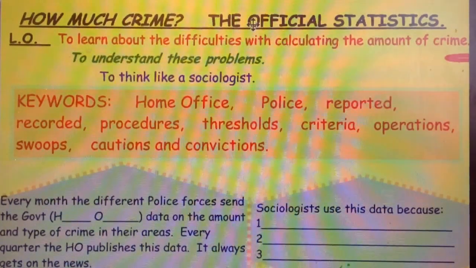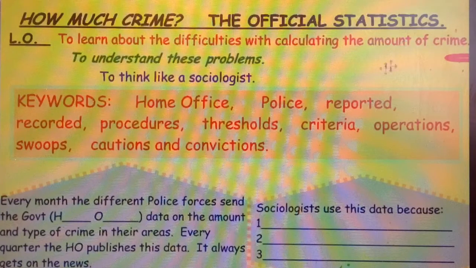Okay, this is our second lesson on crime and deviance, and we're going to start looking at how much crime there is in our country. We're going to look at the official government statistics about how much crime and what types of crime exist. We're going to learn about the difficulties with calculating the amount of crime. We're going to understand these problems, and by doing that we are thinking like a sociologist.